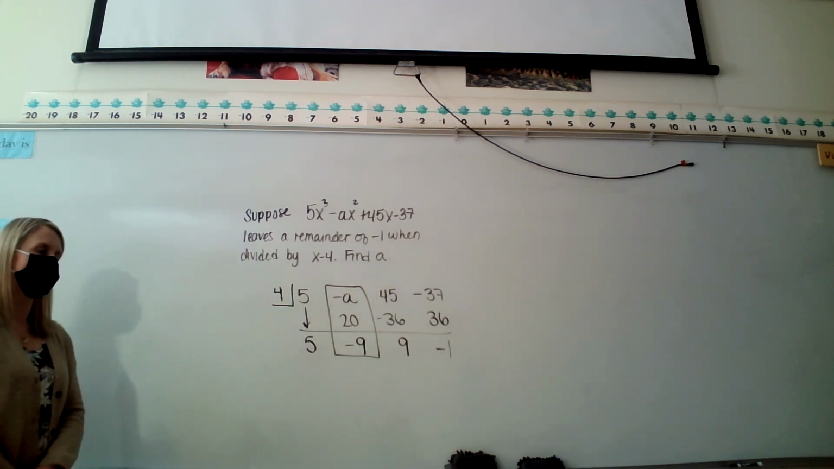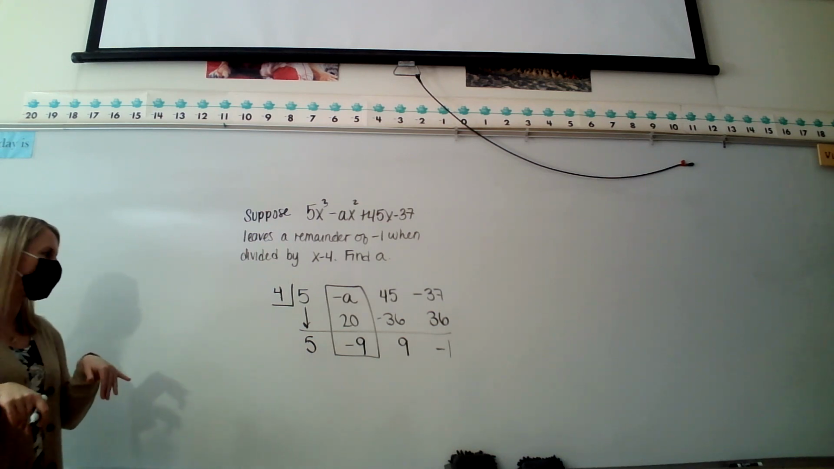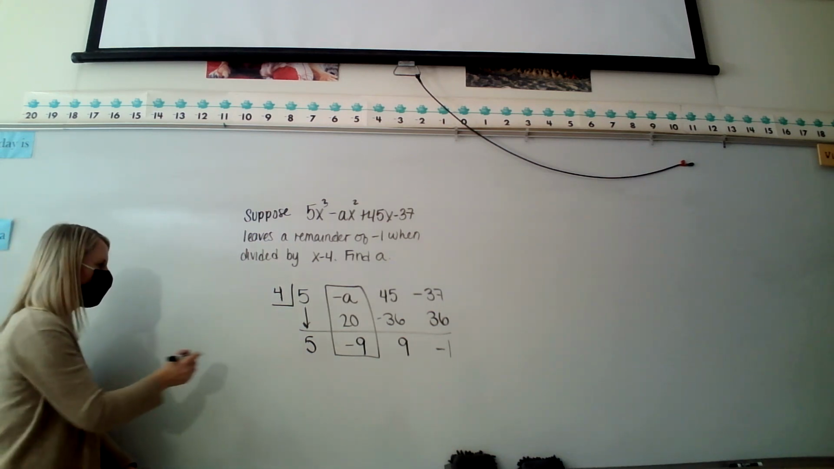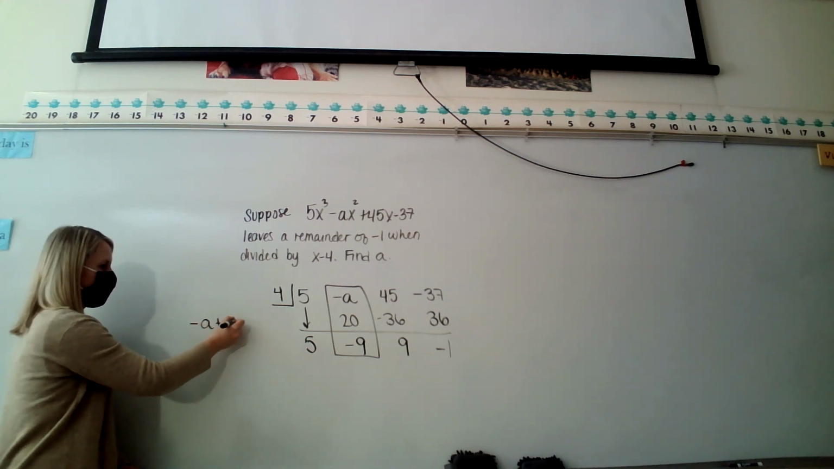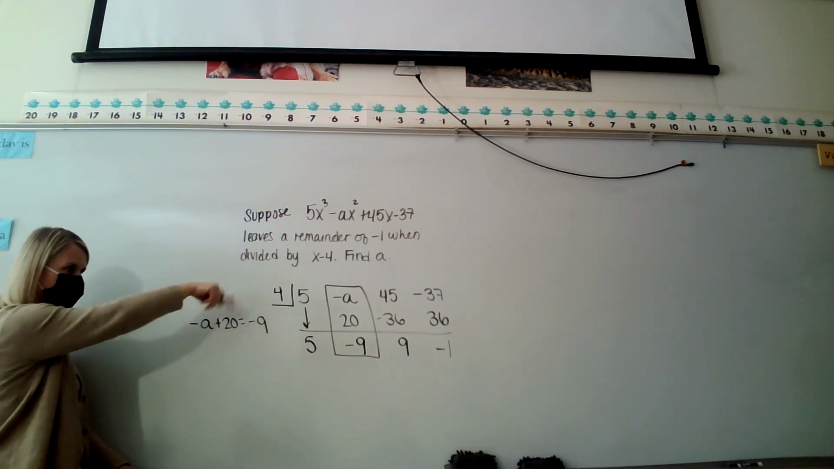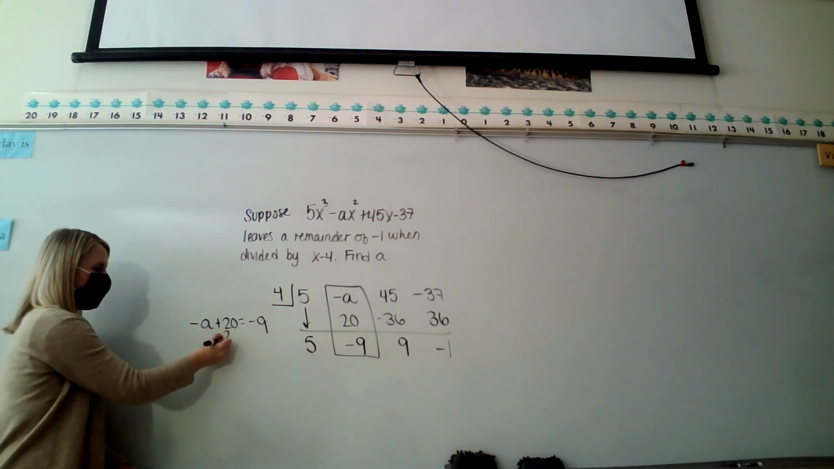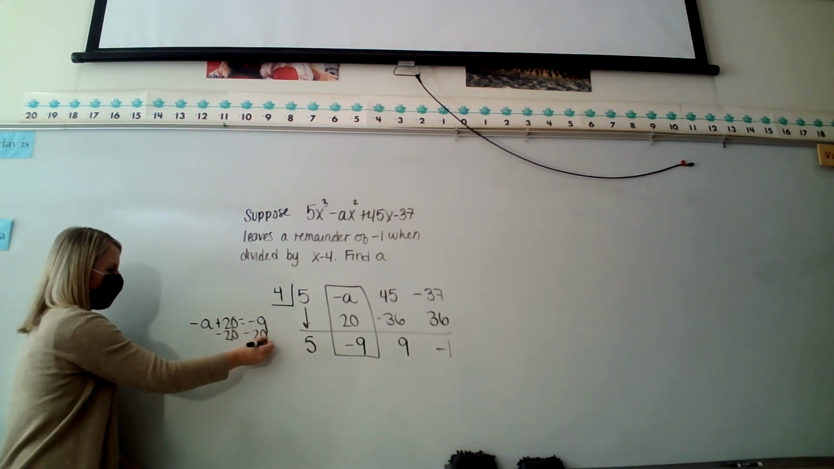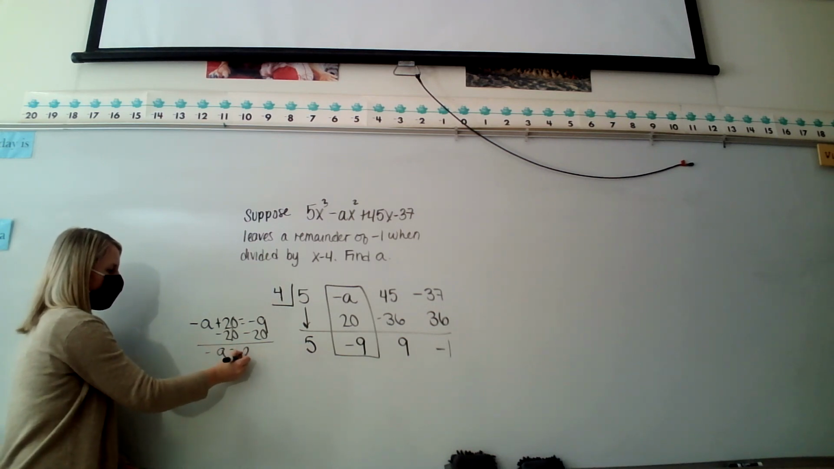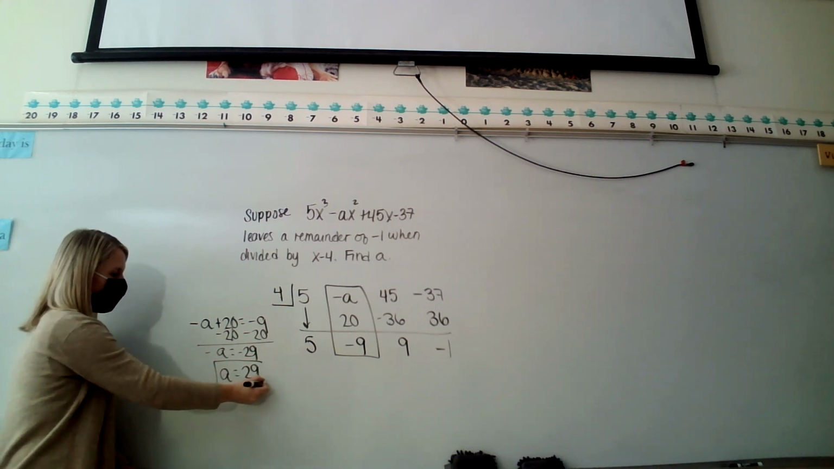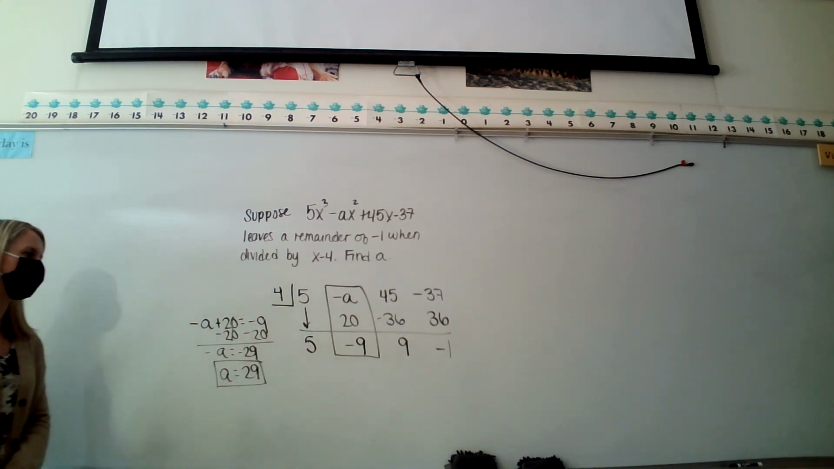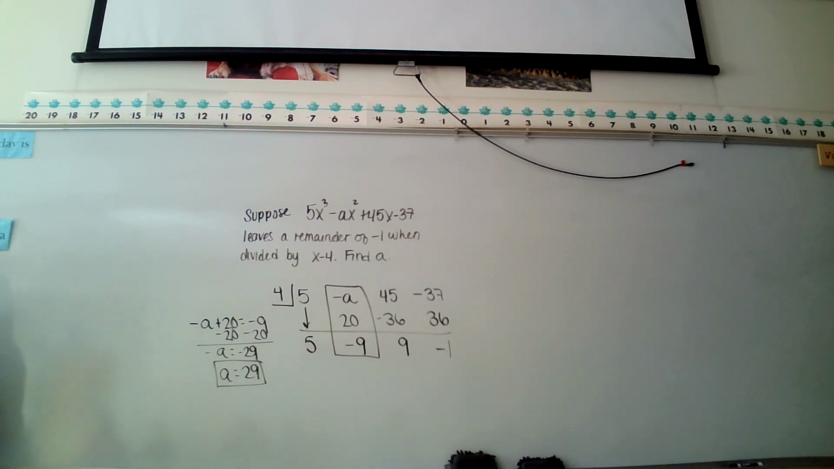So it's more just about moving things around, maybe doing things a little backwards. But now we know that -a plus 20 equals -9, because we're always adding when we go down. So we can do a quick solve for a. -a equals -29, so a would just be 29. That would be your final answer, because that's what it asked for. I wanted to point that one out to you. Okay?